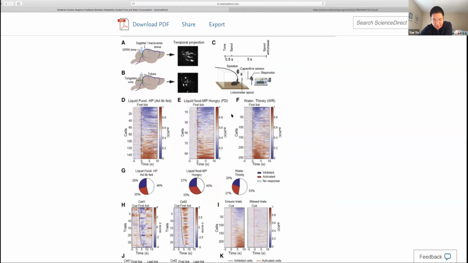So figure 3 is mainly the calcium imaging, where they want to further confirm the role of these neurons in response during the consummatory phase. In A, B, and C, there is the experimental setup. A is talking about one experimental challenge when they set up the lens.